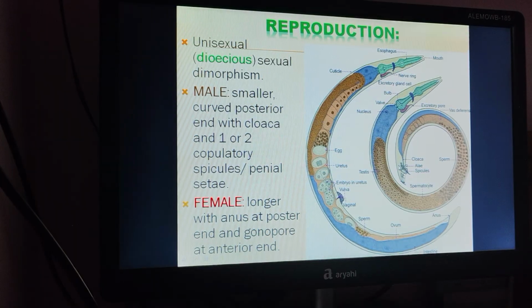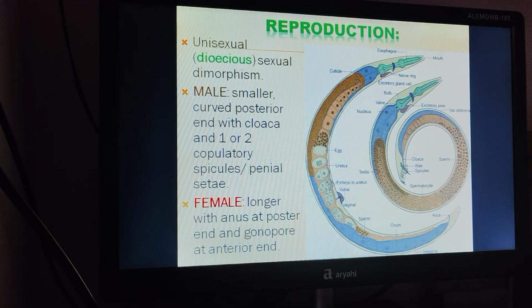Regarding reproduction, these organisms are unisexual. That means male and female organisms are separate, and by seeing them we can differentiate which is male and which is female. If that differentiation is possible, we call that process sexual dimorphism.